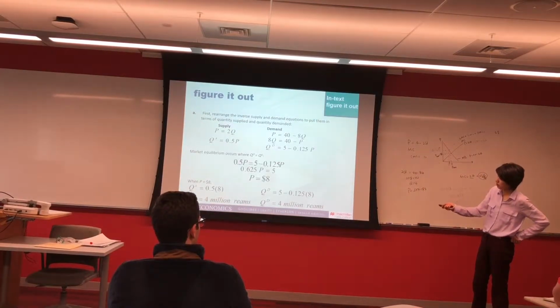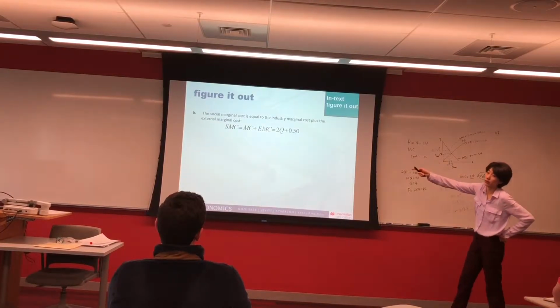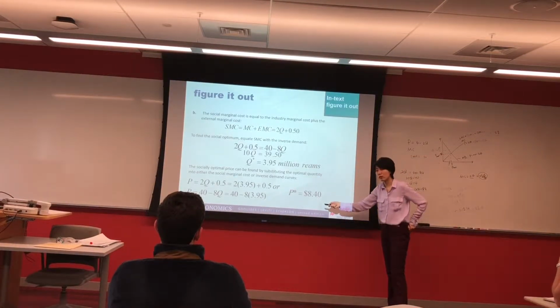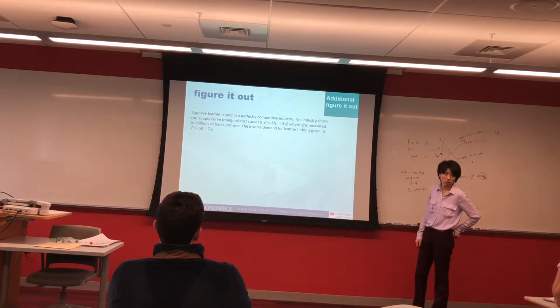Set supply equal to demand: P is 8, Q is 4. And when there are actual external marginal costs, you can solve for a new equilibrium point and the socially optimal level of price and quantity. Any questions so far? Let's skip this for now.